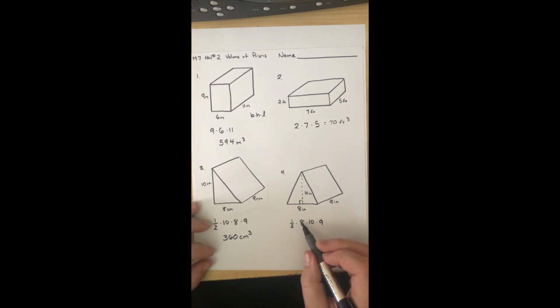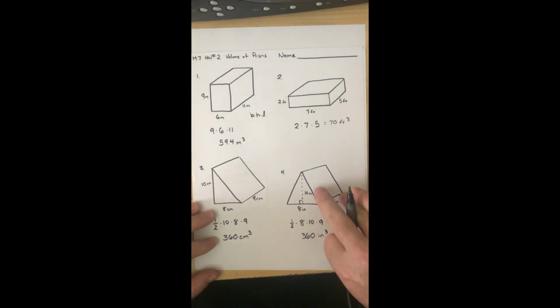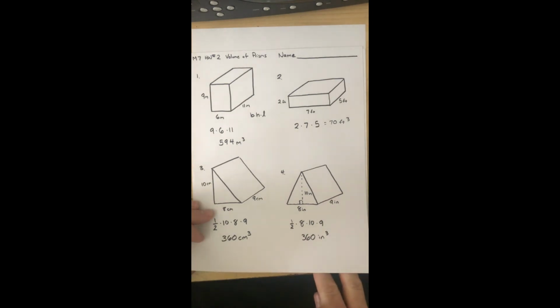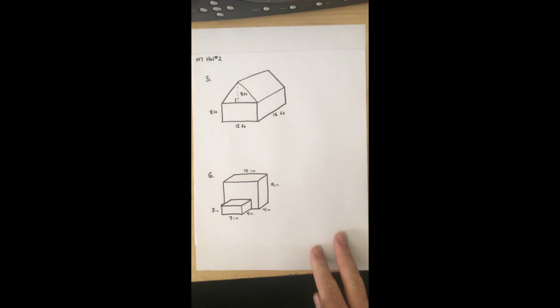Half of the 8 is 4. 4 times 9 is 36. And 36 times 10 is 360 inches cubed. All right, I hope you guys laughed and said, what a silly Mr. Malzberger to give the exact same answer on 2 problems. All right, here we go.